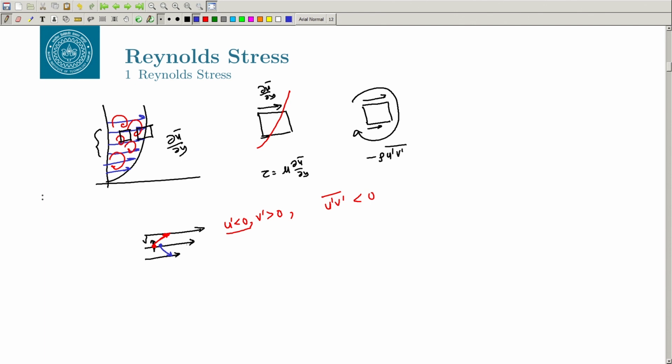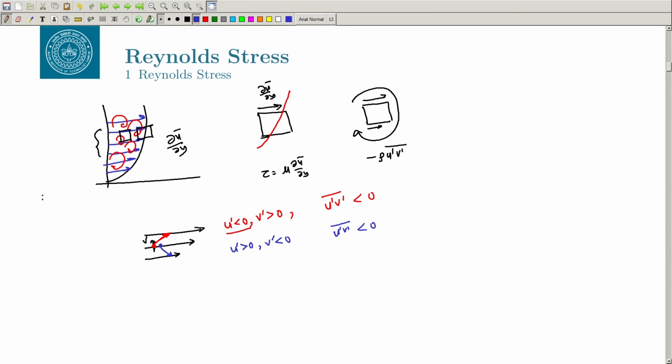Now, it has got the higher momentum at the middle layer and it will take that momentum to the bottom layer. So, your u prime will become greater than 0, but now in this case your v prime is less than 0, right, because it is coming from the middle to the bottom. So, in this case also your u prime v prime bar will become less than 0.